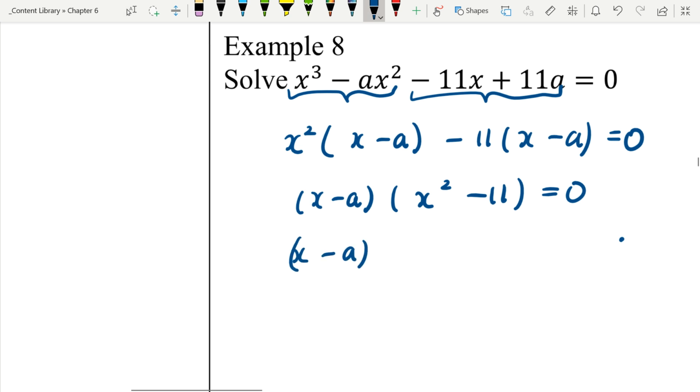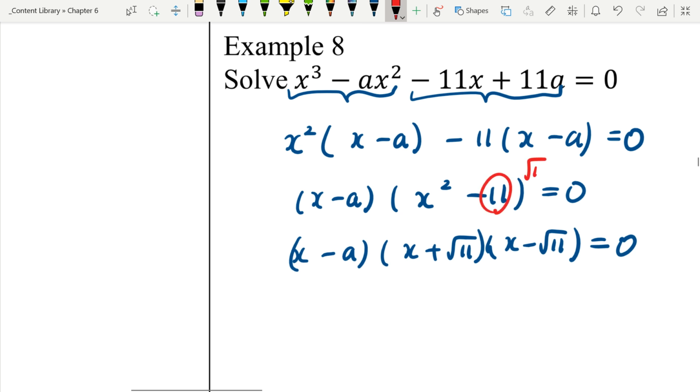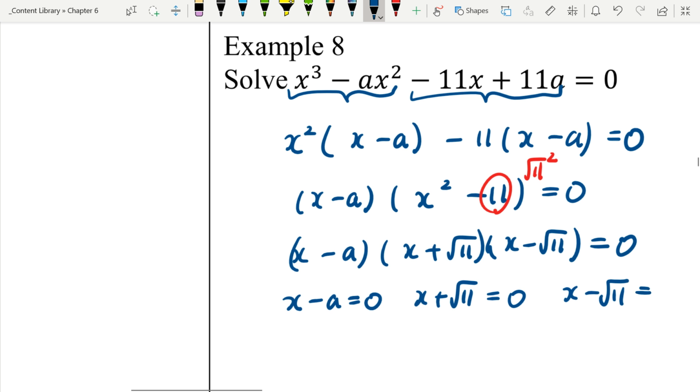That's x minus a, and that's x plus root 11 and x minus root 11 equals to 0. That's root 11 squared. 11 is root 11 squared, so it's a squared minus b squared. So we have x minus a equals to 0, that equals to 0, or that equals to 0.